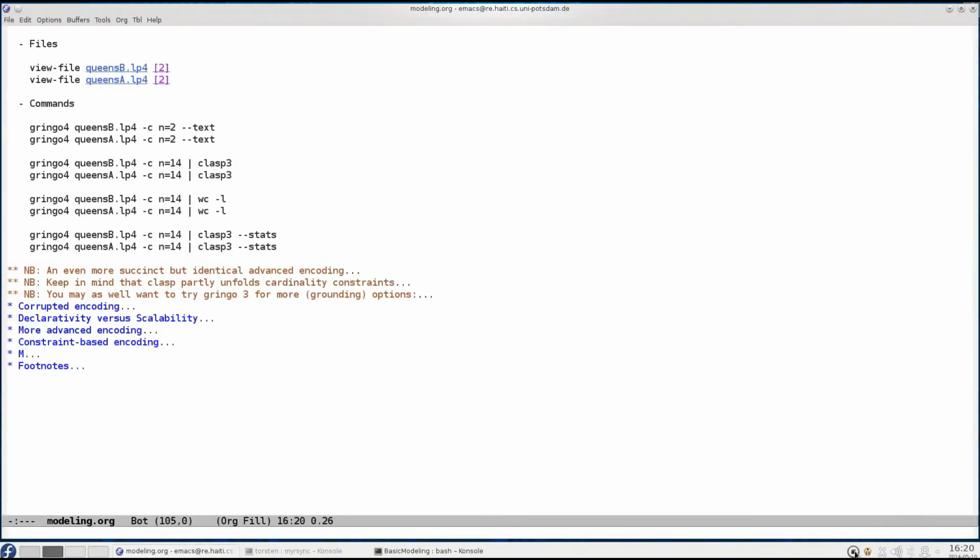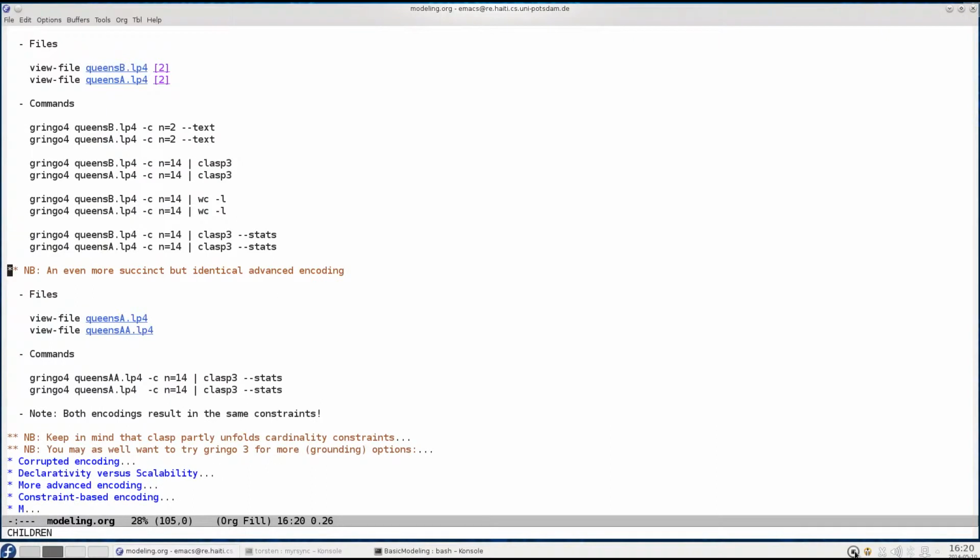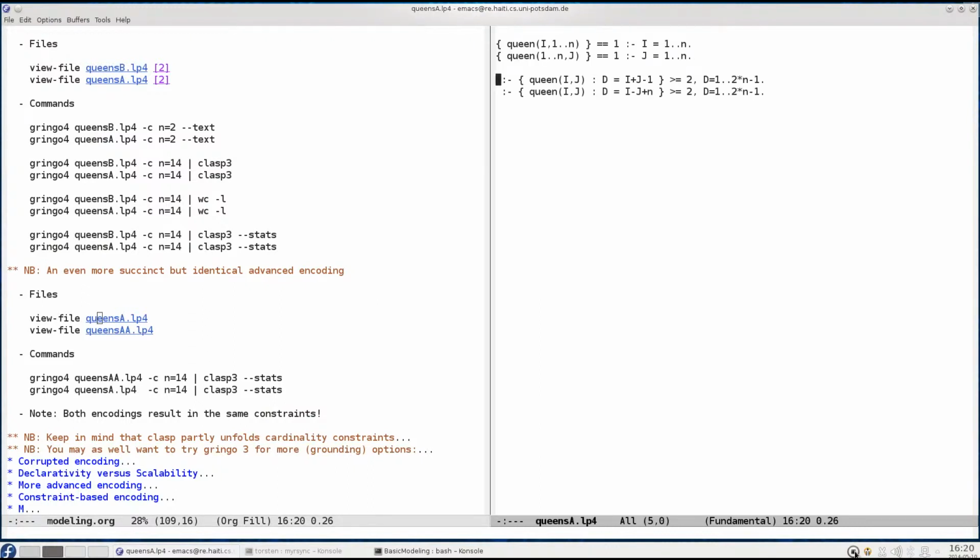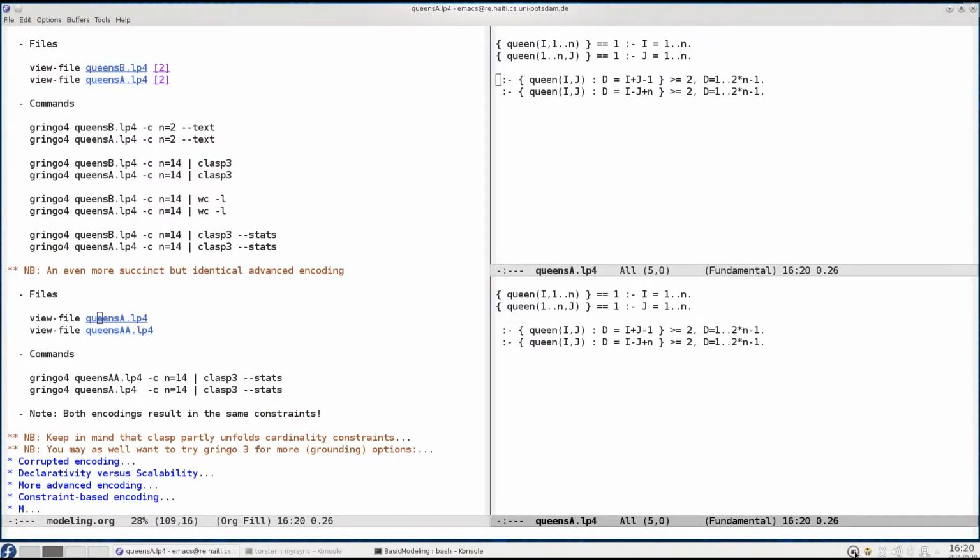Interestingly, Roland came up with an even more succinct but identical advanced encoding. To see this, let's first have a look at our initial advanced encoding, this guy. And here's now the one that Roland even improved upon. With a double A. Okay, here we go. The generating part is actually the same in both encodings.